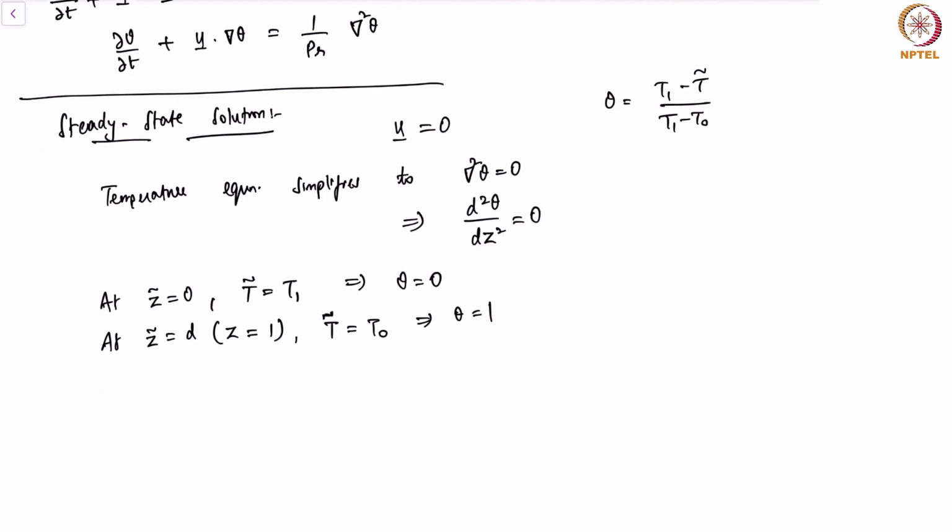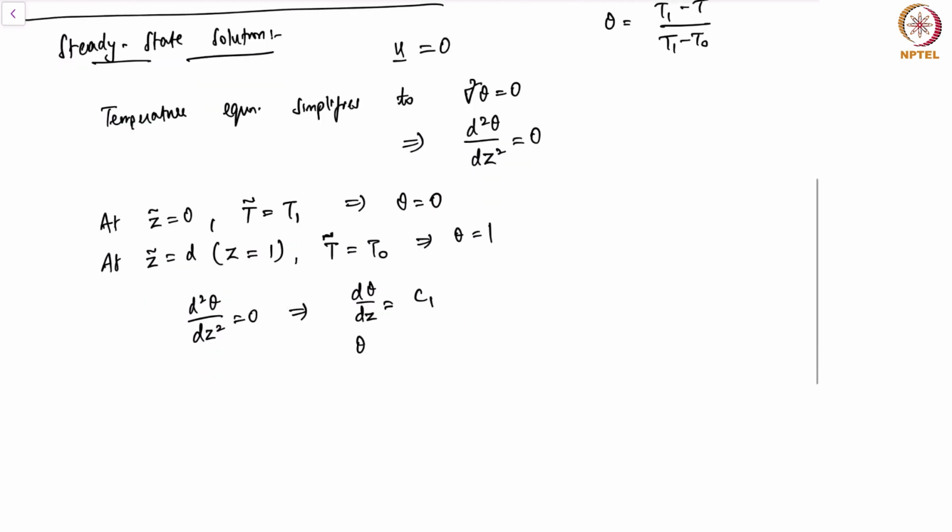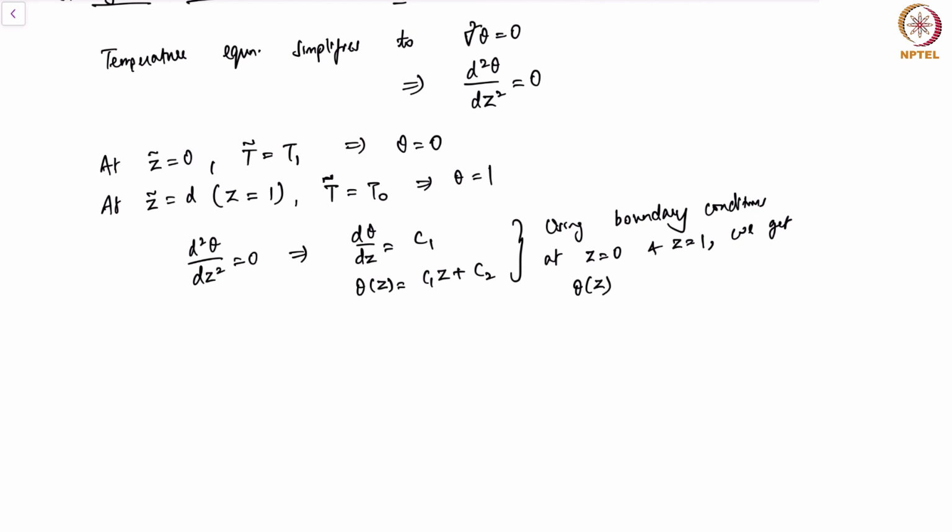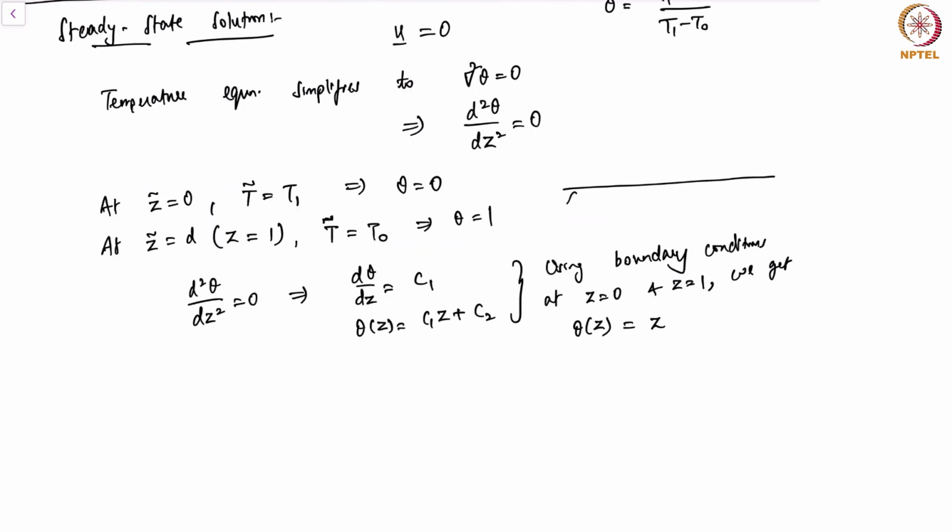So we have now this equation. We can integrate this equation. d square theta by dz square is equal to 0. If I integrate it, I get d theta by dz is some constant c1, and theta as a function of z will be c1 z plus c2. If you substitute the condition at z equal to 0, you get c2 to be 0. And if you substitute the condition at z equal to 1, then c1 will become equal to 1. And therefore, using boundary conditions at z equal to 0 and z equal to 1, we get the non-dimensional temperature distribution will be just z.